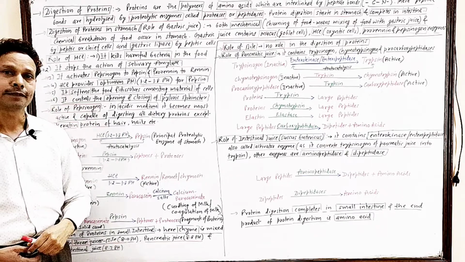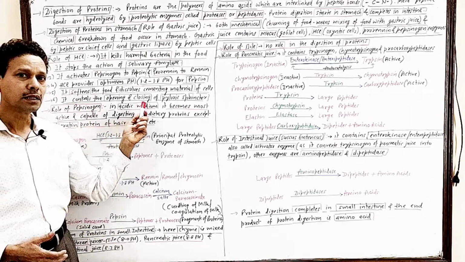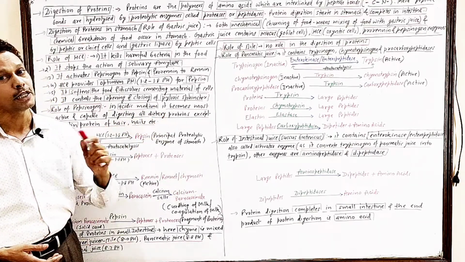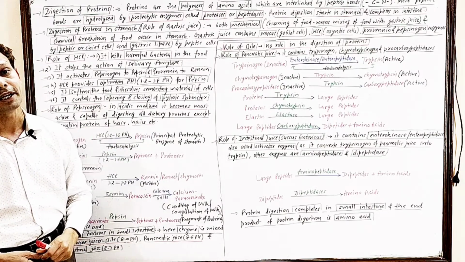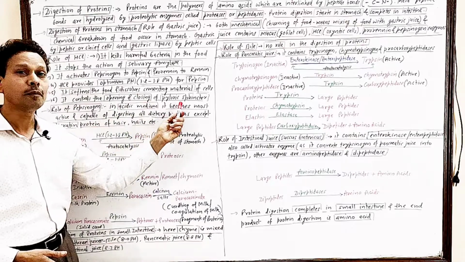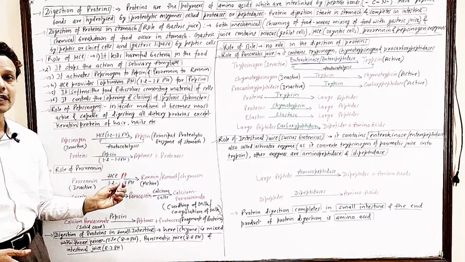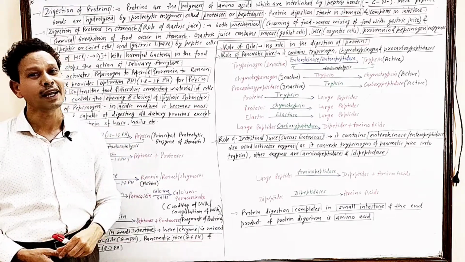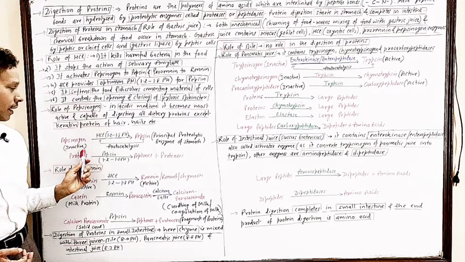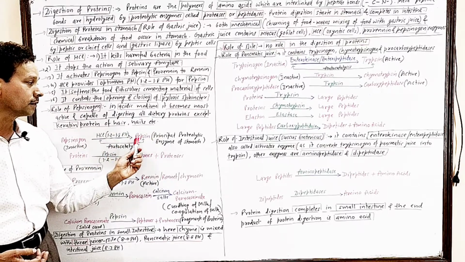Role of pepsinogen. Pepsinogen, that is proenzyme, that is inactive enzyme, gets activated in presence of HCl or in acidic medium. In acidic medium, it becomes most active at specific pH, that is 1.2 to 1.8 pH. And this pepsinogen, inactive enzyme, in presence of this HCl at specific pH, becomes pepsin.